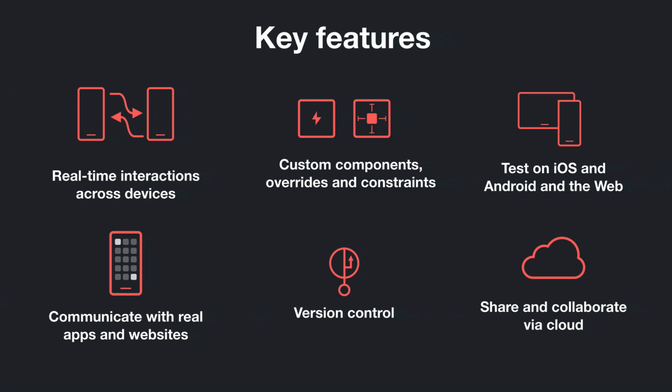Some very select features in ProtoPie allow you to communicate with other apps and websites on the device where the prototype is existing. So for example, you can send a message to Messenger from your prototype, or you could navigate to a real website from within your prototype.